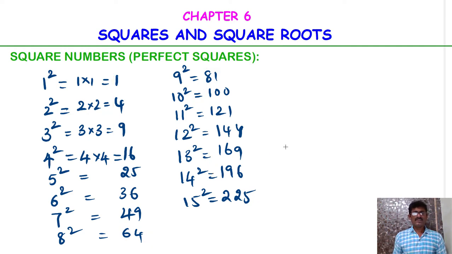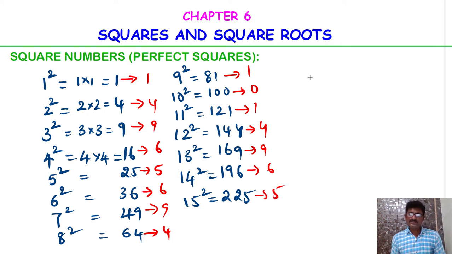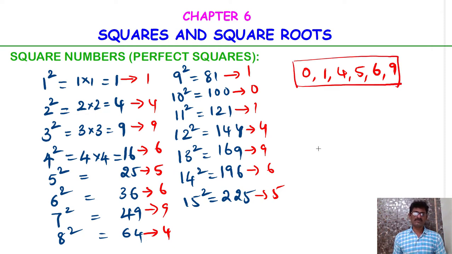Now if we observe the units digit in the square numbers, what are the units digits? Here we have 1, this is 4, this is 9, this is 6. The digit in the units place I am writing. Here is 5, here is 6, here is 9, here is 4 and here is 1, 0, 1, 4, like this we have 9, 6, 5. Now if you observe, what are the digits we have in the units place? 0 is there, 1 is there, then 4 is there, 5 is there, 6 and 9. These are the only digits we have in the units place of a square number.